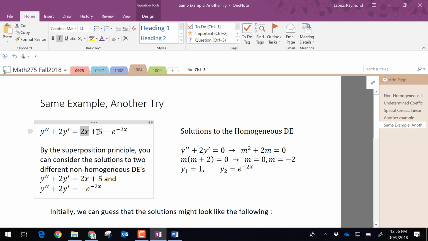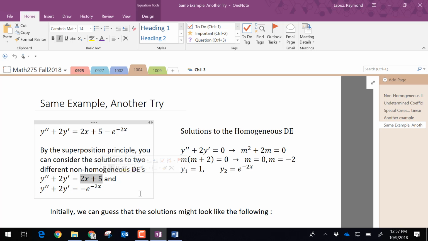And one of the things that make things a little bit easier for us with the non-homogeneous differential equation is the superposition principle. The superposition principle allows us to take this right-hand side, which contains a couple of different terms, and break them up into two different problems, so that the two problems we're dealing with have a right-hand side that's easier for us to manage one at a time.